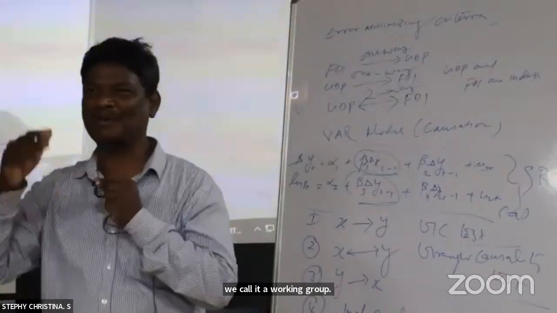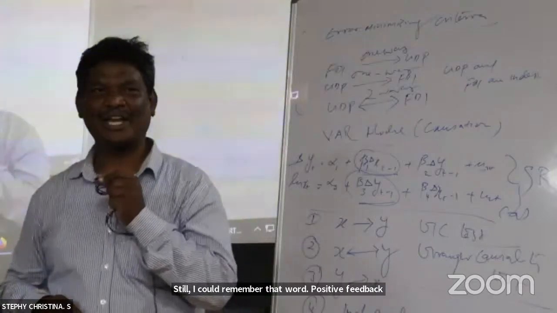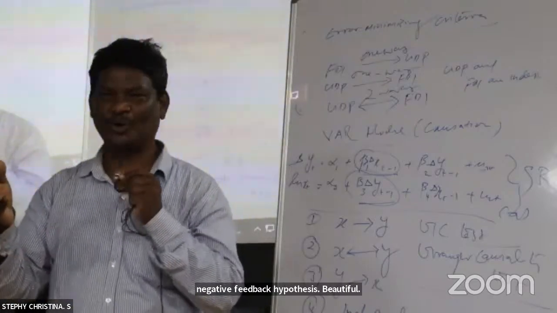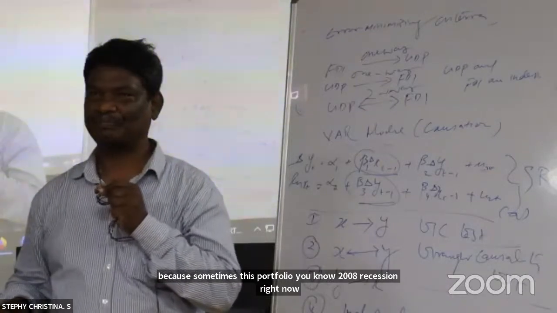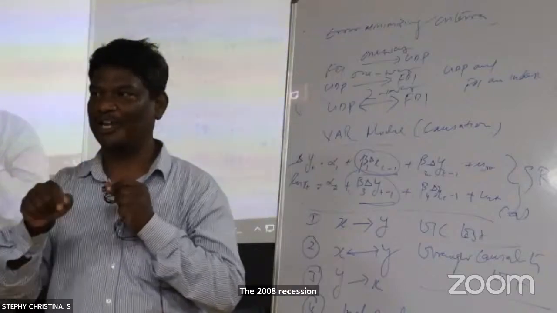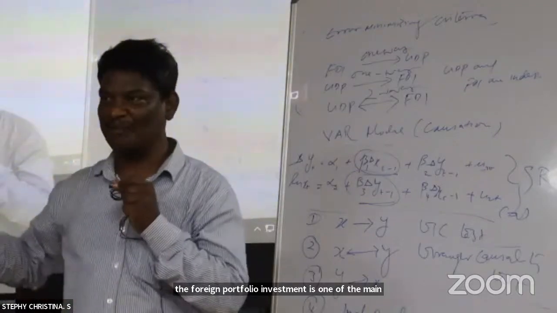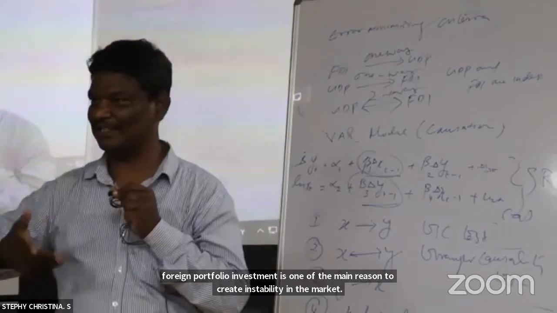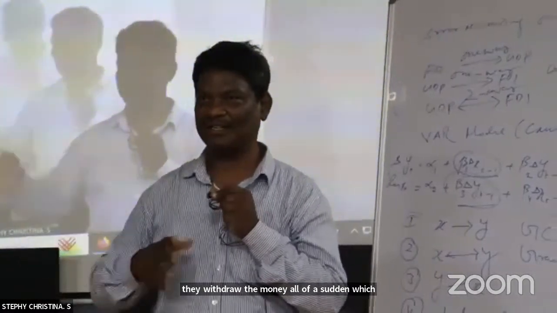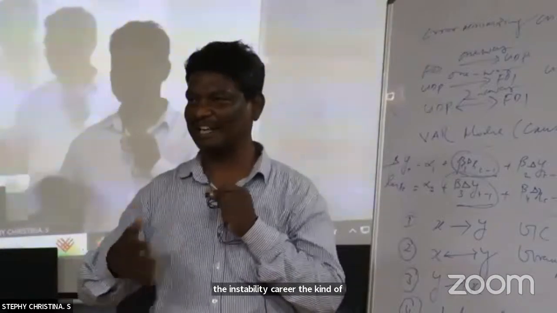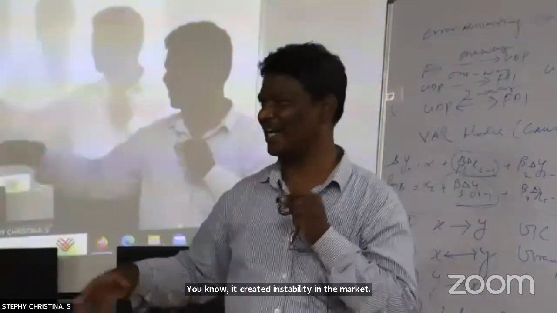Still, I could remember that word: positive feedback hypothesis, negative feedback hypothesis. Beautiful. Why? Because sometimes, in the 2008 recession, foreign portfolio investment was one of the main reasons for creating instability in the market. They withdrew the money all of a sudden, and the instability created a kind of tremor in the market. But that didn't have much impact on our Indian economy in the 2008 crisis.